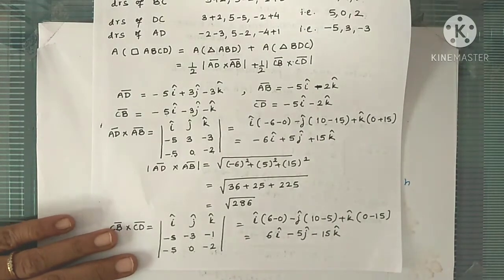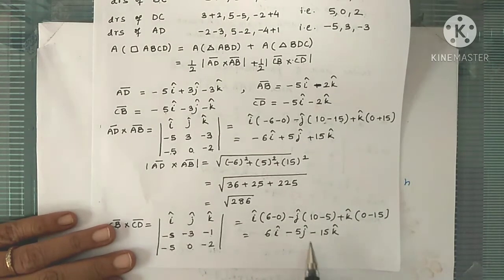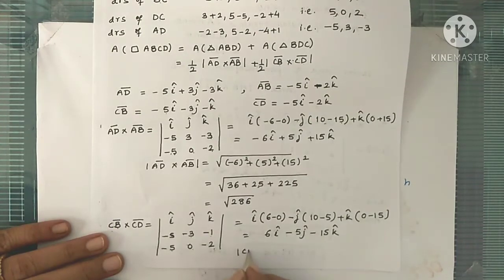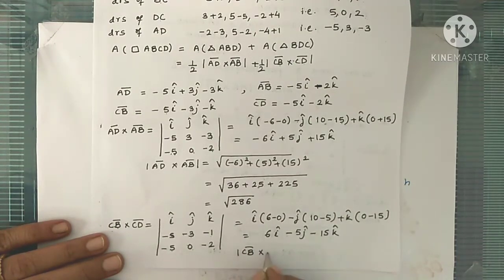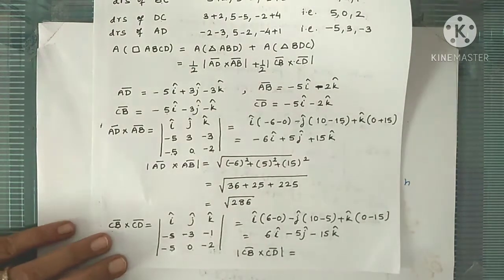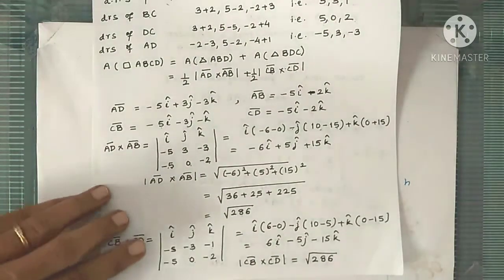So we get the same numbers here, only the sign change is there. That means we get the same magnitude. So for the modulus of CB bar cross CD bar, I am not writing the whole solution, as we have the same numbers here. So the modulus is also the same. So that is root of 286.